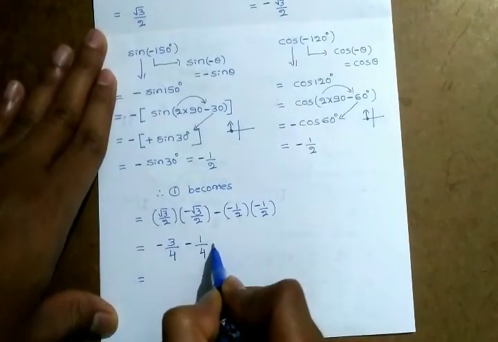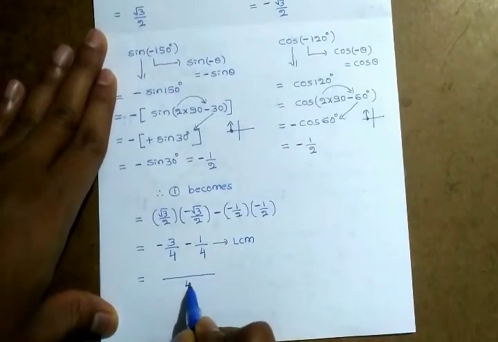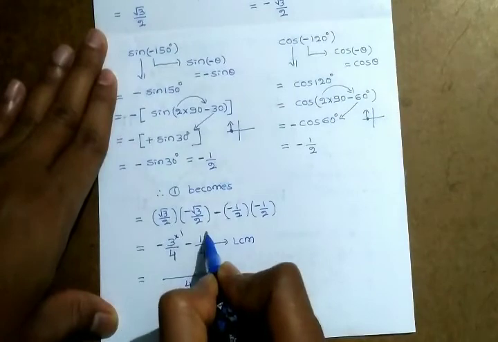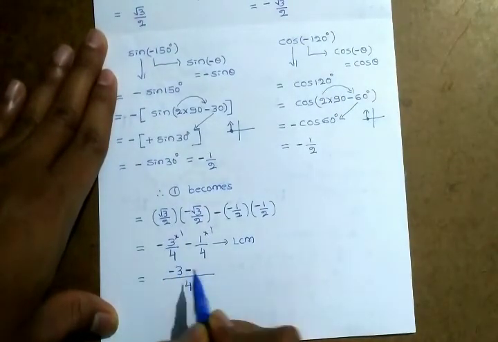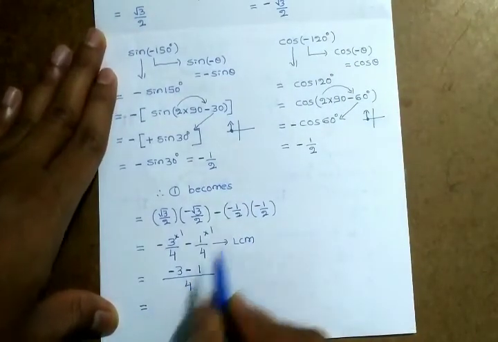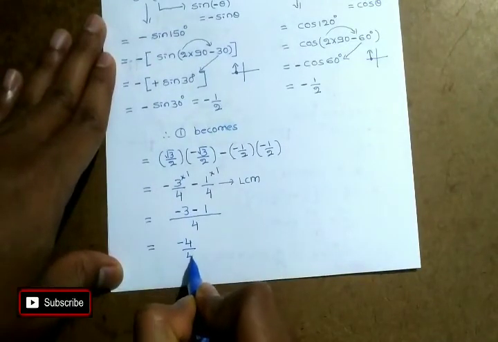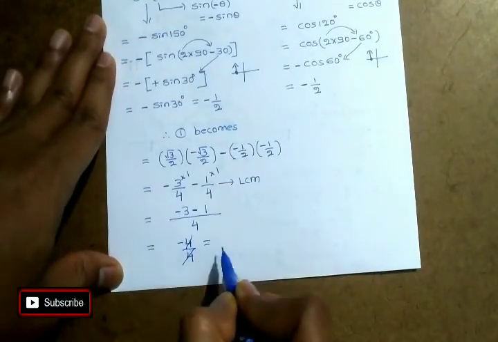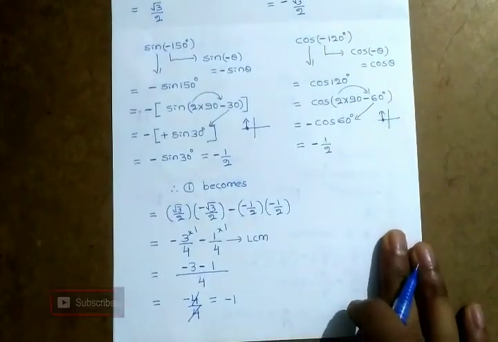So again take here what? LCM. So LCM is 4. Multiply here by 1, multiply here by 1. Minus 3 into 1 is minus 3, minus 1 into 1 is 1. So which is equals to minus 3 minus 1 is minus 4 divided by 4. Cancel these two. What is the final answer here? Minus 1. So this is the final answer.